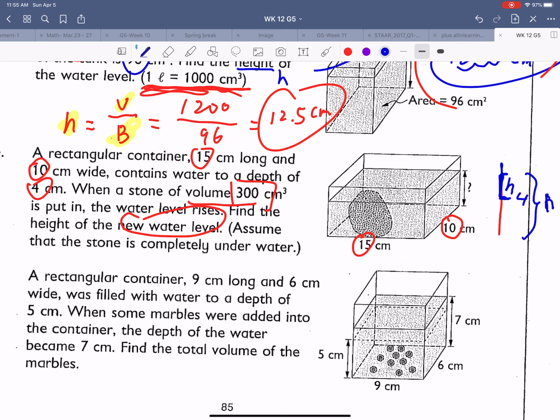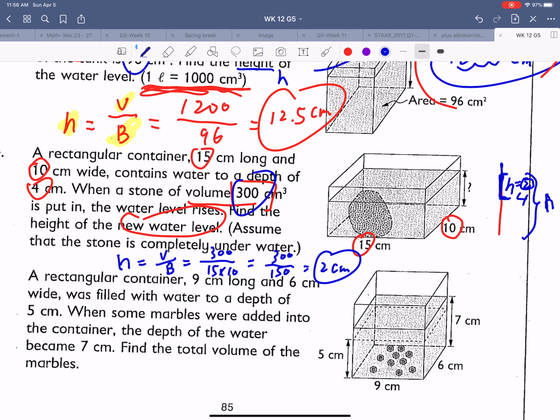So one more time, we're trying to figure out the height of the stone. The height equals volume divided by base area, and we know the volume of the stone is 300, and the base is 15 times 10, because the base is a rectangle. You calculate, it's 300 divided by 150, which is 2 centimeters. That means the height increased by 2 centimeters after adding the stone. So this part is 2.